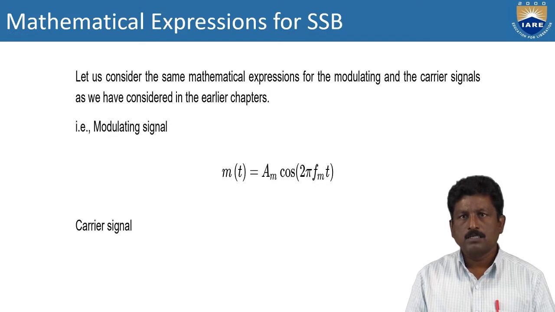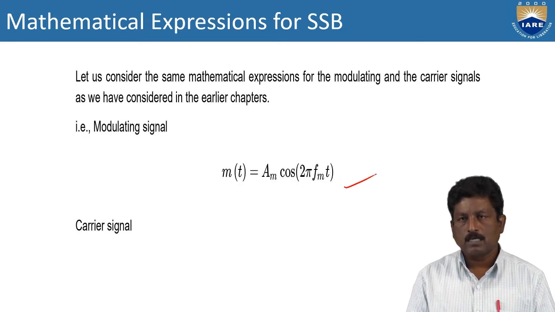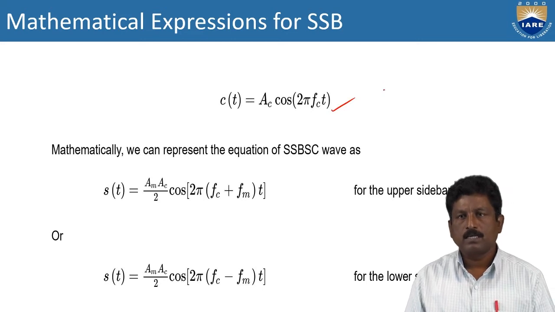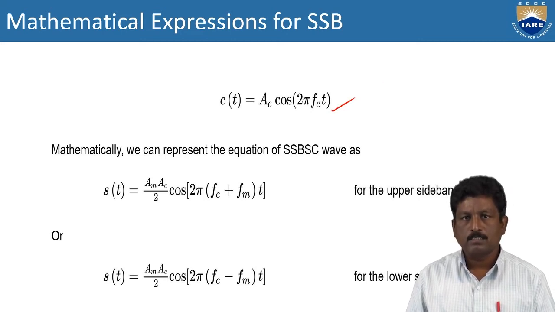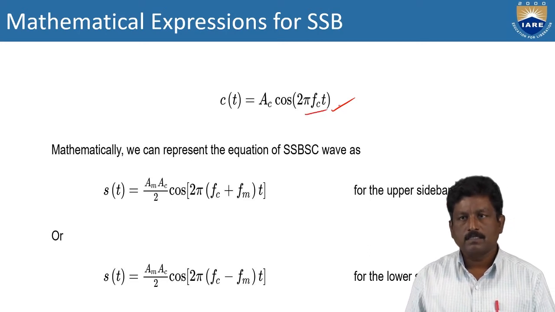This is the input signal, the modulating signal m of t equal to Am into cos of 2 pi fm t. Then another input signal is the carrier signal, c of t equal to Ac into cos of 2 pi fc t, where Ac is the amplitude of the carrier signal and fc is the carrier frequency. Similarly, for m of t equal to Am cos 2 pi fm t, Am is the magnitude or amplitude of the modulating signal and fm is the frequency of the modulating signal.